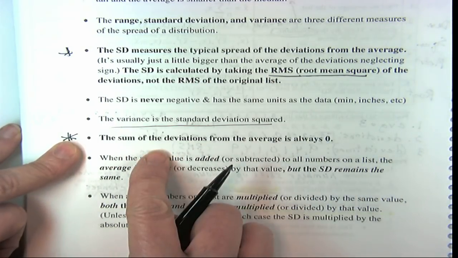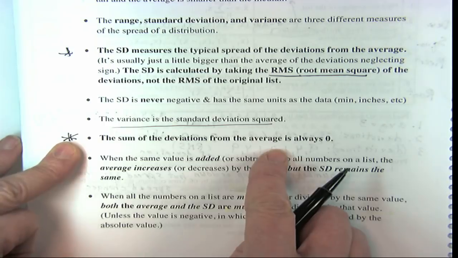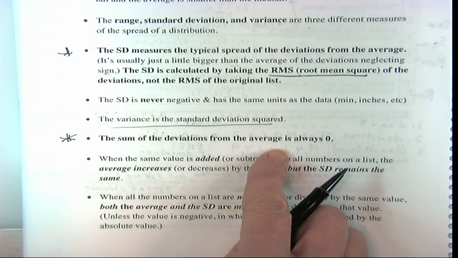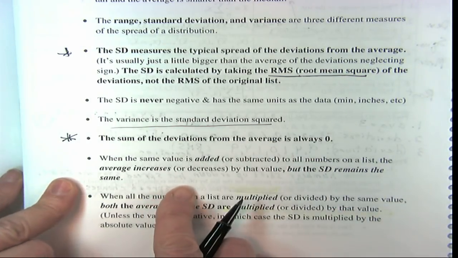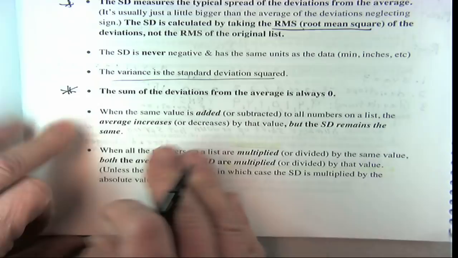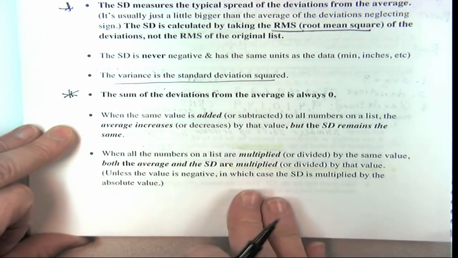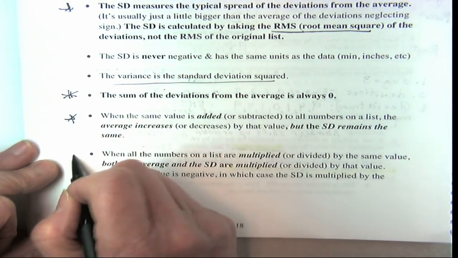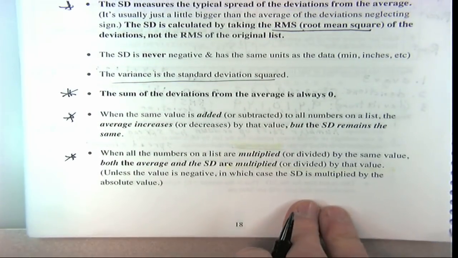If your deviations do not sum to 0, you've done something wrong. They don't have to be symmetrical, but they have to sum to 0. The positives and the negatives will average out. And then we talked about what happens to the average and to the median under certain conditions. All right.